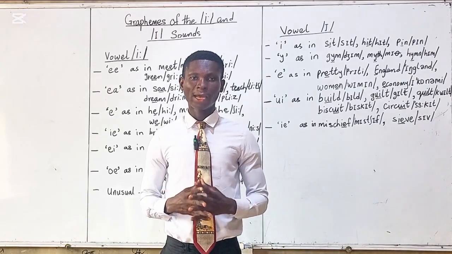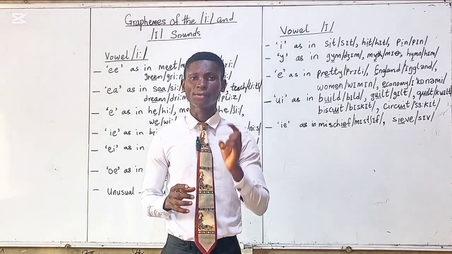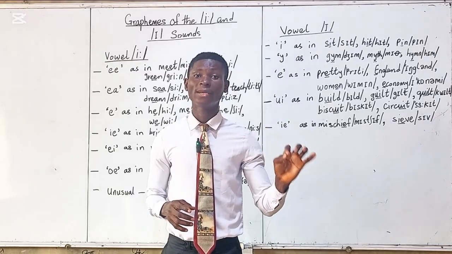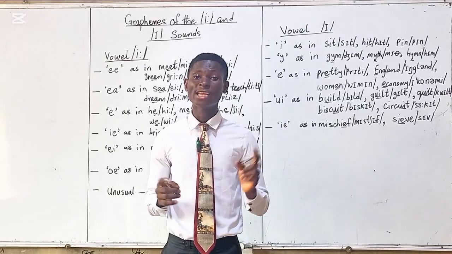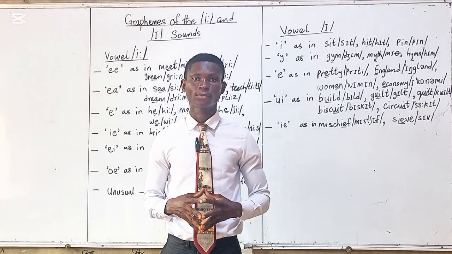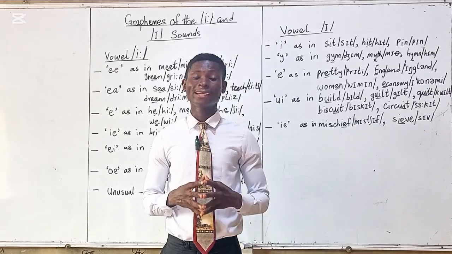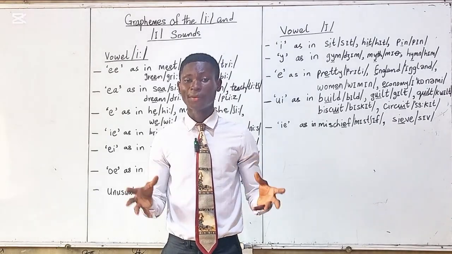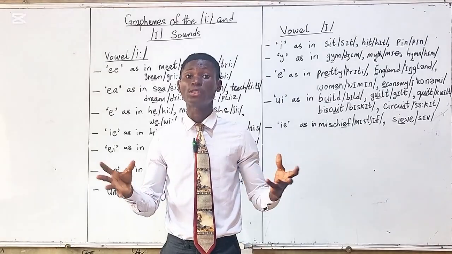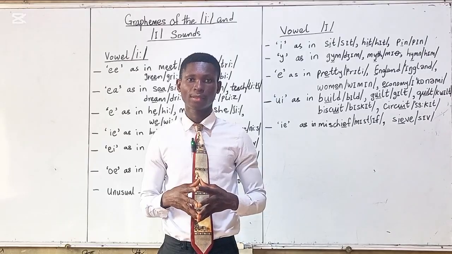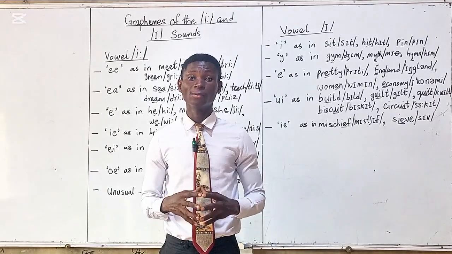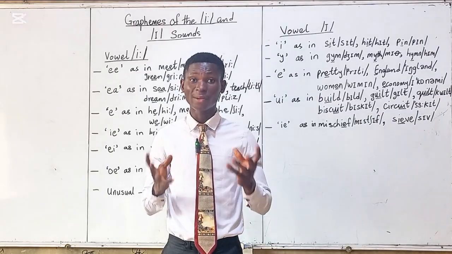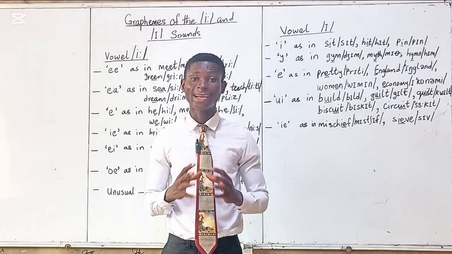So I'd like you to understand that graphemes refer to the letters of the alphabet representing any of the phonemes. Thus, we can have different graphemes representing a particular sound at different positions of words. And it is pivotal to understand this in order to be able to pronounce words correctly and accurately.